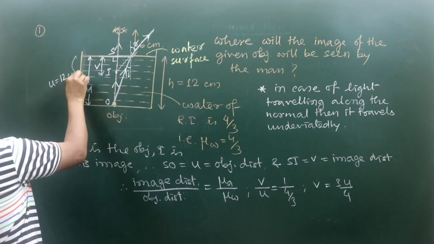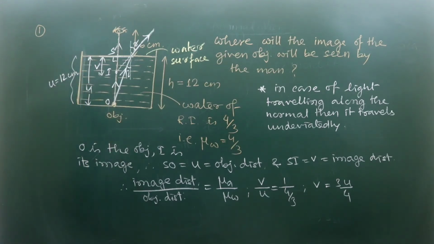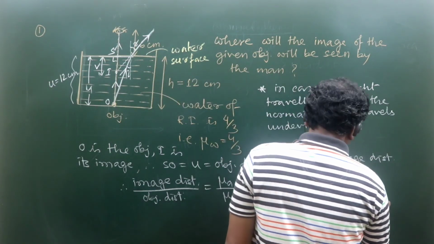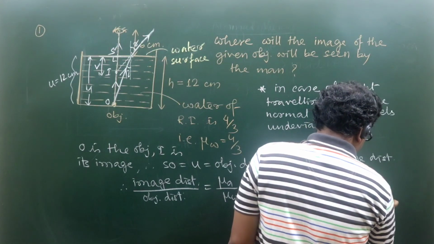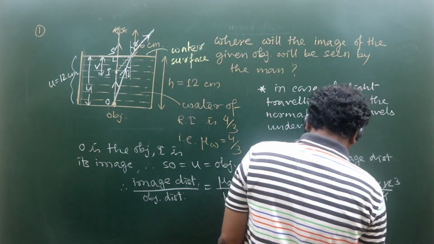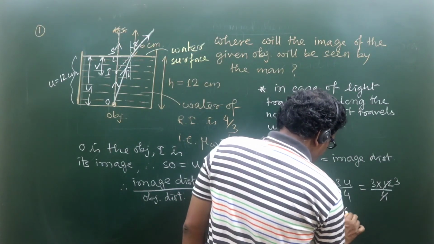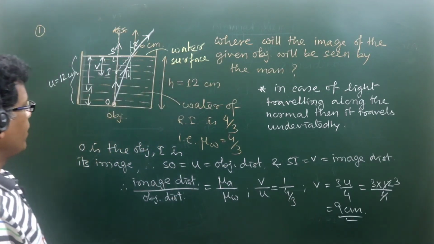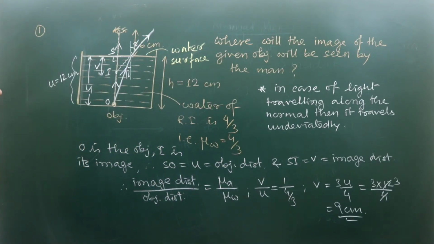12 centimeter. The object O is placed at the bottom of the container, and refraction is taking place at the water-air interface. So u to be used is 12 centimeters, so v is 3 into 12 by 4. So v is equal to 9 centimeter. So the final image distance from the water surface will be 9 centimeter.